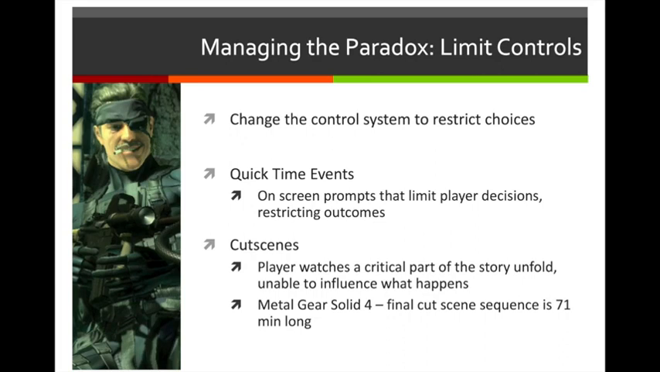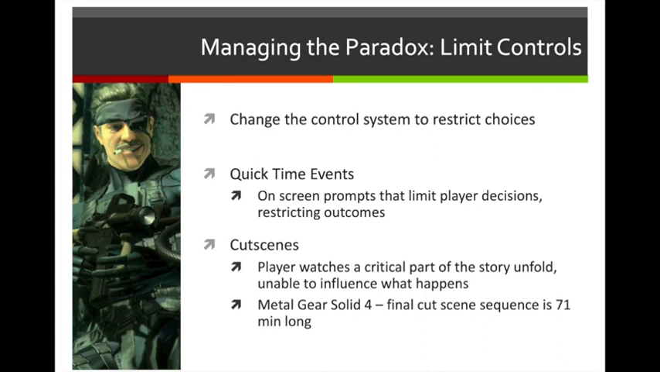Another way of managing the paradox is just to limit the control the player has. So an infamous way of doing that is by using QuickTime events. So these are kind of on-screen prompts that just sort of limit your decisions, restricting the outcomes. So a prompt comes up saying, press X repeatedly, and you have to hammer the X key before you can progress on to the next scene. Or it might just pop up with press A or B to do different things.